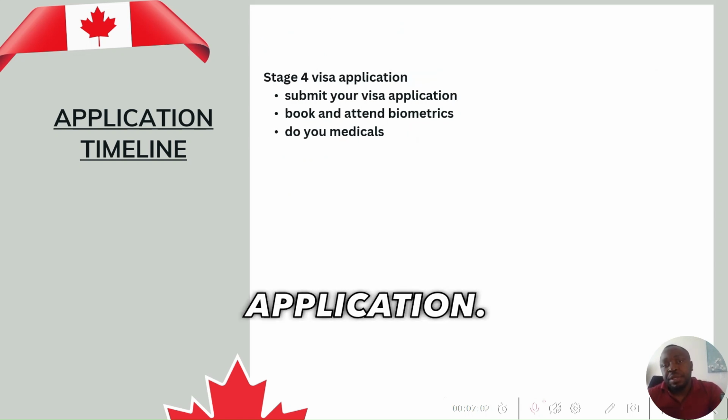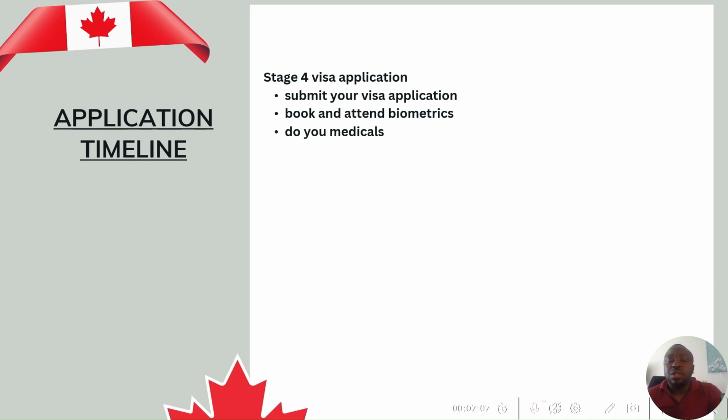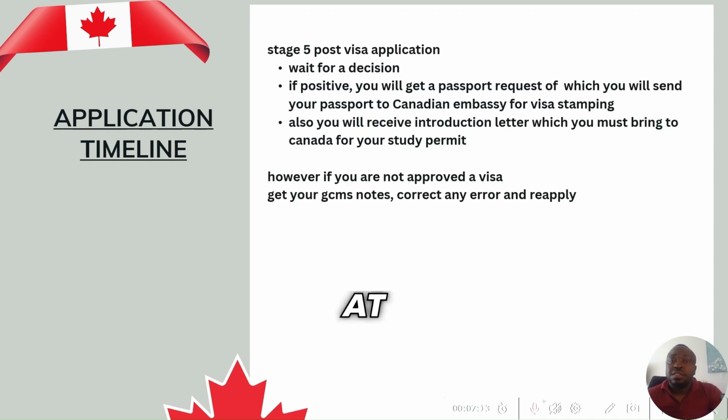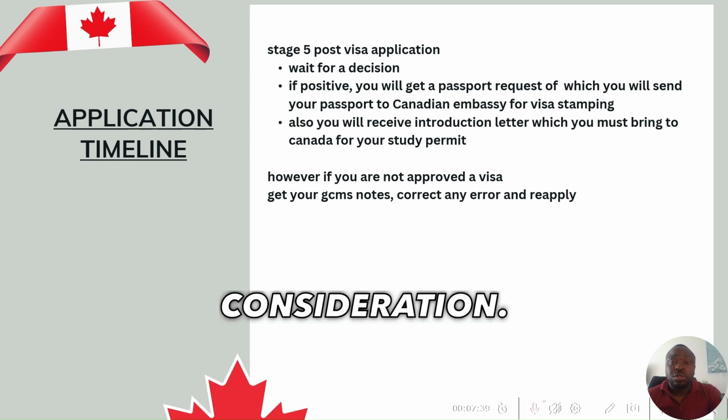Stage 4 is the visa application. You submit your visa application, you book and attend biometrics, and you do your medicals and wait for a decision. Stage 5 is the waiting period. While you wait, please ensure that your funds still remain in your account, because they might send you a mail asking for an updated bank statement, which you have to print and send to them. So that is something you should take into consideration.